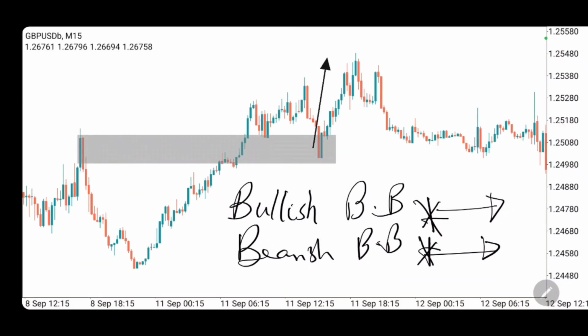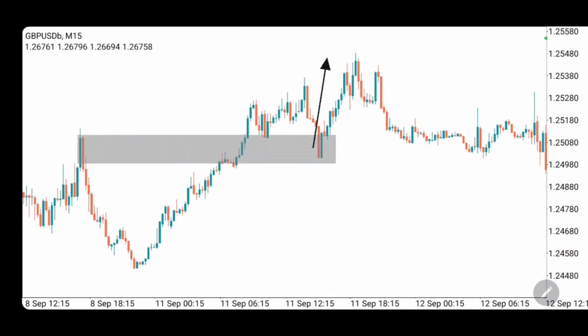Now also, trade this strategy in an active market session like the London session or the New York session. Don't trade it in an inactive session characterized by low volume, like the Asian session. Try to trade this strategy in the New York session, New York Open, or during the London session, which is the most active session in the forex market. So these two tips would help you to increase your probability of success while trading this strategy.